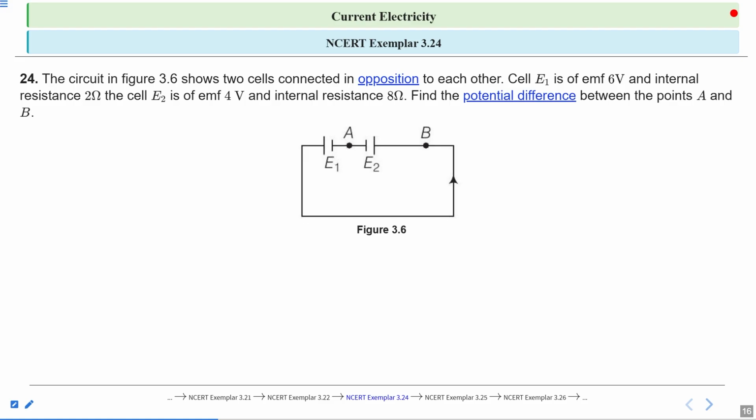Now cell E1 is of EMF 6 volt and internal resistance 2 ohm, and cell E2 of EMF 4 volt and internal resistance 8 ohm. Find the potential difference between the points A and B. Now, EMF of first cell is greater than the second cell, but internal resistance of second cell is greater than first cell. You have to find the potential difference between point A and B. So I will give you some time to think about it.